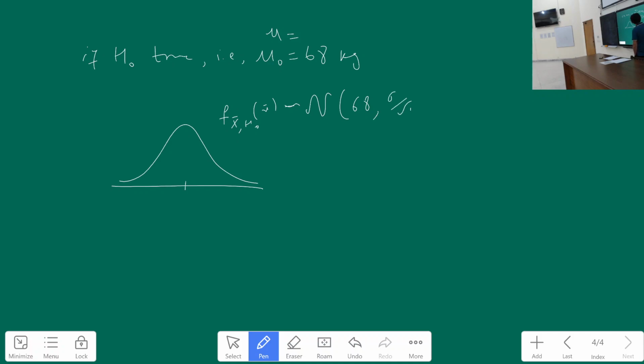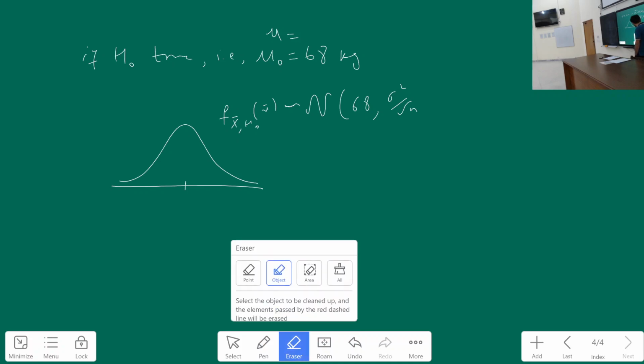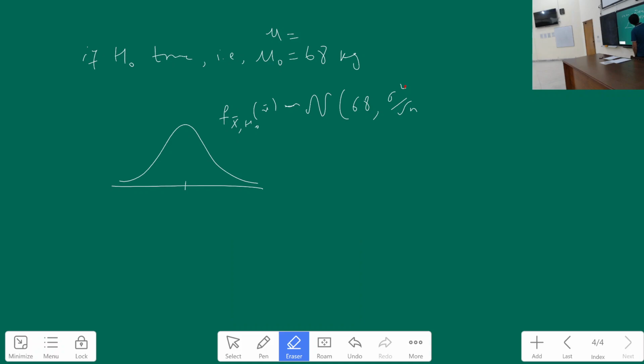Sigma over square root n, or sigma squared if you want to write the variance. Some books use variance here, some use standard deviation, that's why I get confused. I'm more used to variance. Your book uses standard deviation, which is the square root of that. So anyway, this is the distribution of x bar.